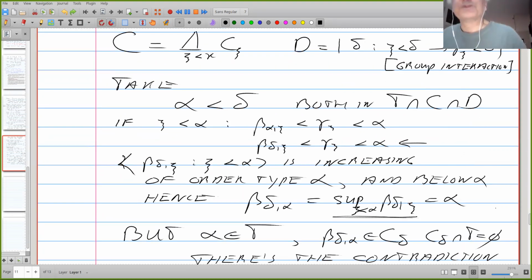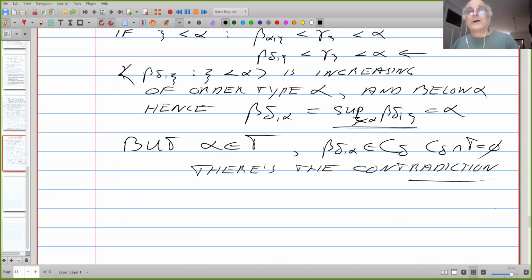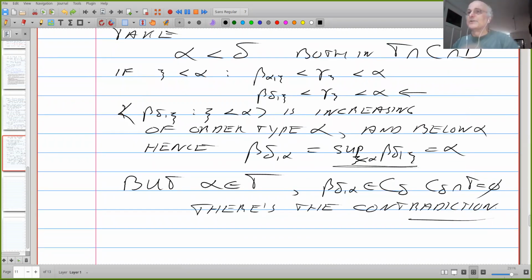So we have shown, and the proof finishes as before, we have found our Xi and everything, and now you can split T into kappa many stationary subsets, like in the previous proofs. So this is an important result about stationary sets. It tells you that there is lots of variety among them, and it's also used in all kinds of structural things.